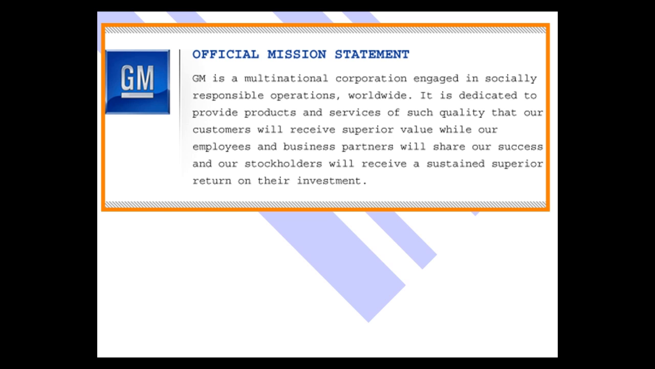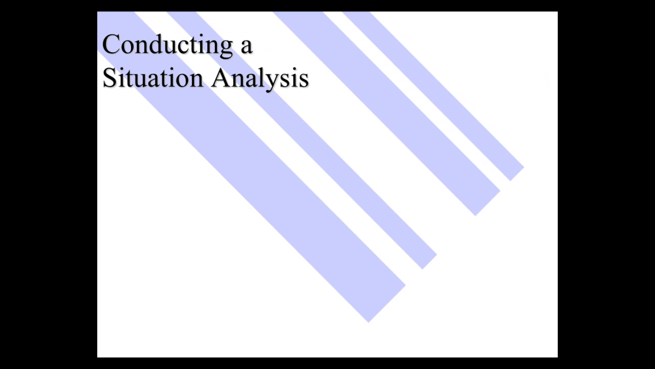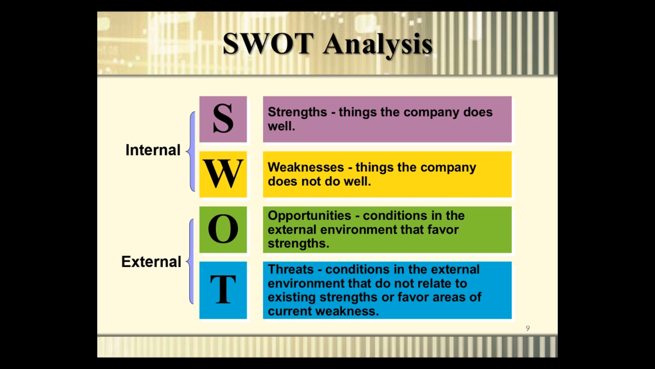It says products and services of such quality. What the heck does that mean? It's so generic. Now, that's not why General Motors went bankrupt, but it certainly didn't help because it didn't focus them at all. So we want to start with a good mission statement, focusing the organization. Next comes the situation analysis, which is almost always called a SWOT analysis. The S and the W are strengths and weaknesses. Those are inside the organization. The O and the T, those are opportunities and threats. Those are outside the organization.